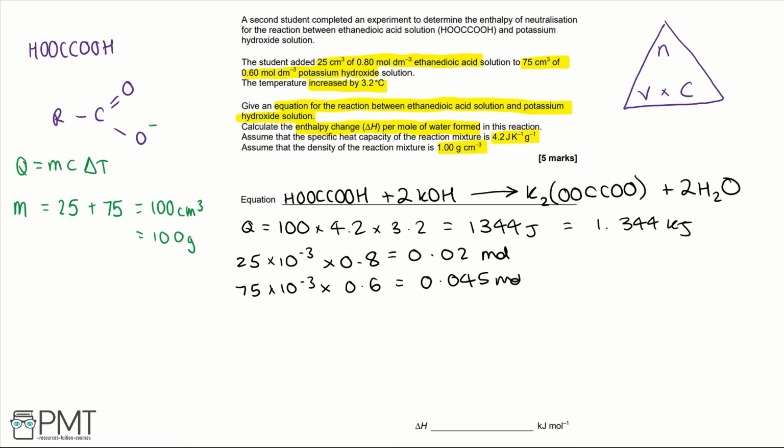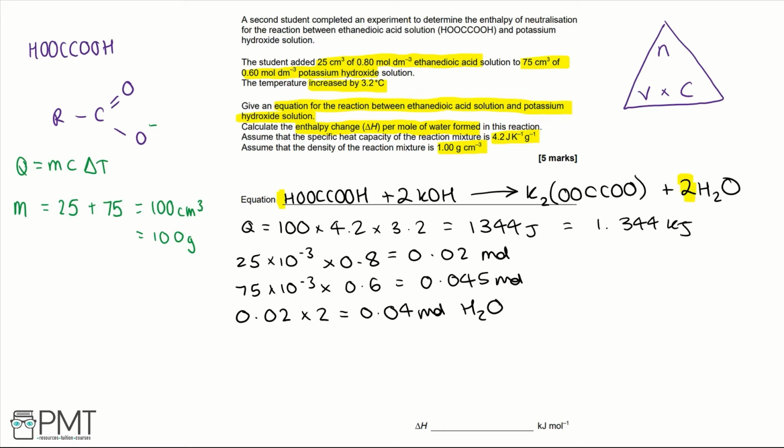0.045 moles. So we would expect the moles of potassium hydroxide to be about double, because we have a 1:2 ratio of potassium hydroxide, but they're over double, so we can't use them to work out the moles of water. Instead, we take the lower moles, which is 0.02, and that's the moles of ethane dioic acid, and then we multiply this by 2. So 0.02 multiplied by 2 is equal to 0.04 moles of water. And we multiply it by 2 because we have a 1:2 molar ratio of ethane dioic acid to water.